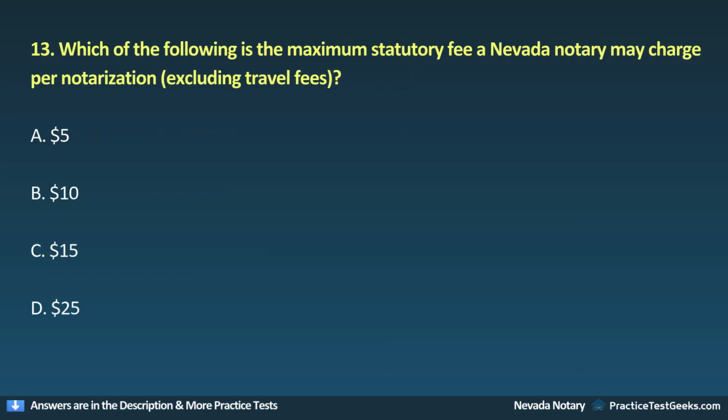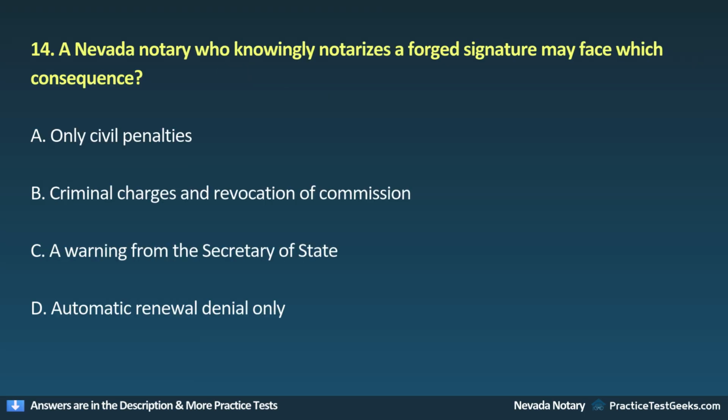13. Which of the following is the maximum statutory fee a Nevada notary may charge per notarization, excluding travel fees? A. $5. B. $10. C. $15. D. $25.